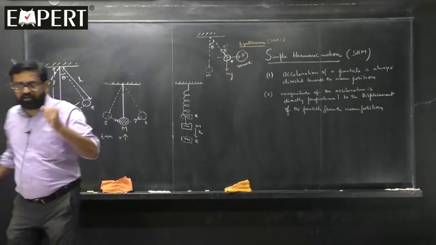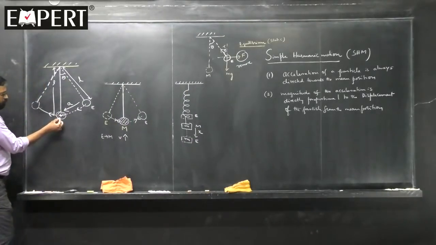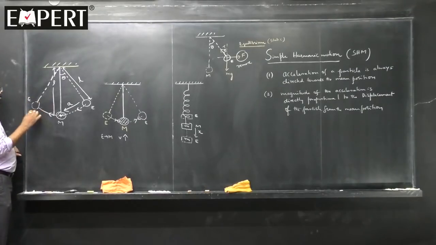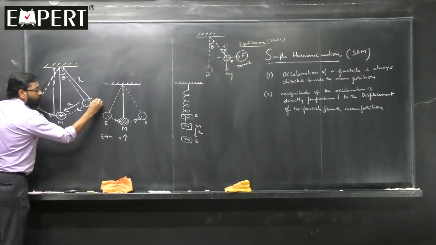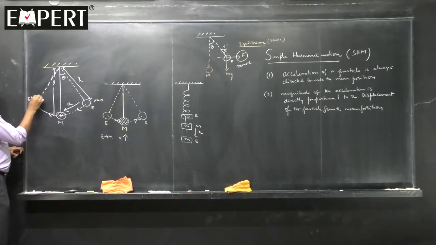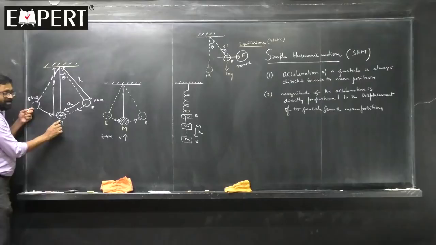Why? You have practically noticed it. Since it is moving towards the extreme position, you know its velocity goes on decreasing, and its velocity will become 0 at the extreme position. Velocity of the bob will become 0 at the extreme position. That means at the mean position it has a maximum velocity.